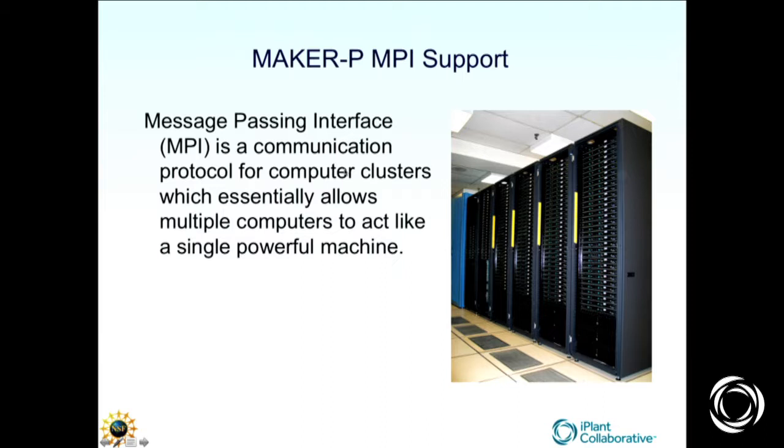So they also built into, in the newest version of MakerP, MPI support. MPI stands for message passing interface, and it enables parallel processing of Maker across many different cores. So it can be used in a supercomputer environment such as at TAC. And because of this, it's able to divide the jobs up and spread it out amongst hundreds or thousands of different cores and get the job done very quickly.